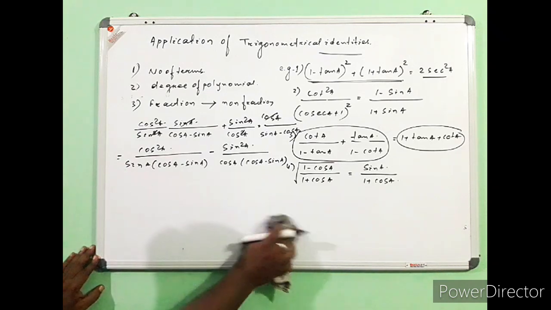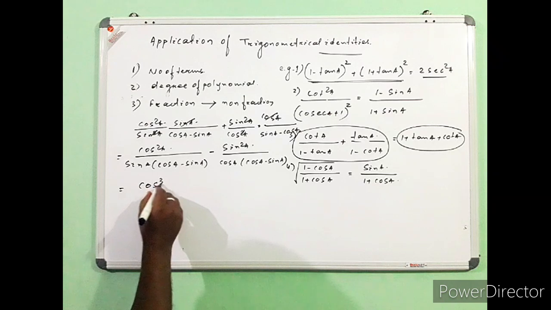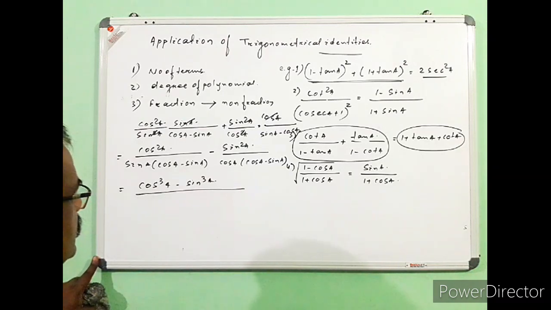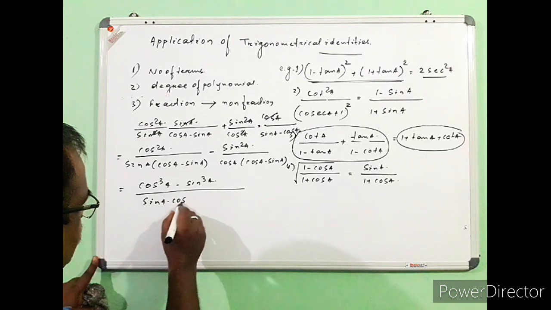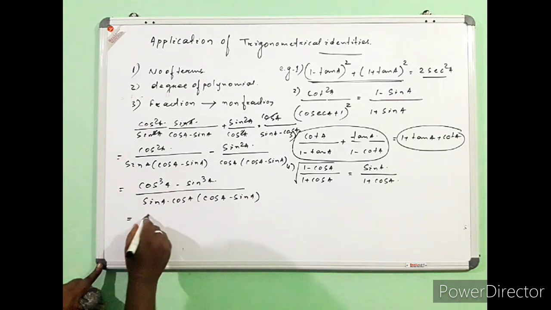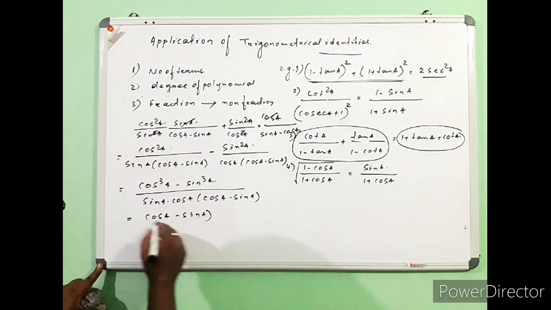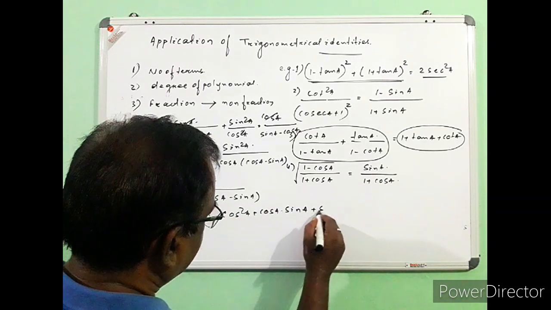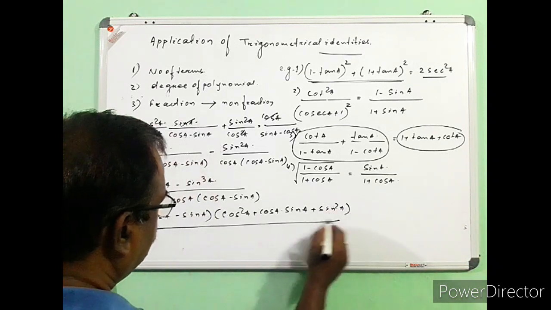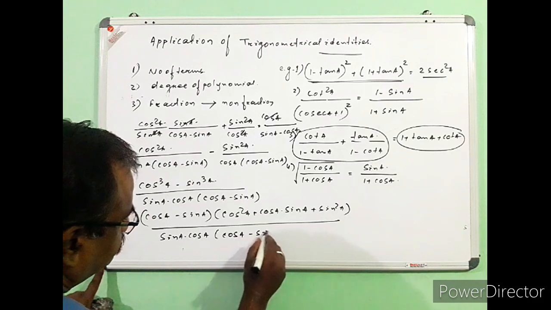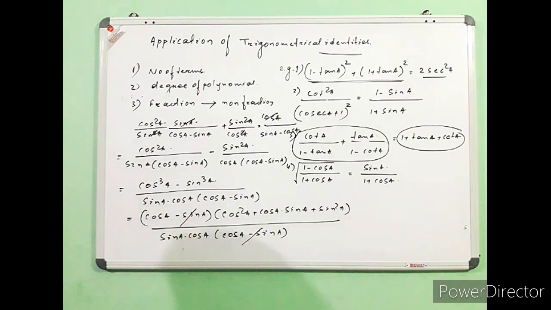Then, in this case, we will be getting cos A minus sin A by sin A into cos A minus sin A. Factorizing the numerator, we get cos A minus sin A into cos square A plus cos A into sin A plus sin square A, by sin A into cos A into cos A minus sin A. Cancelling these two, we have cos square A plus cos A into sin A plus sin square A by sin A into cos A.